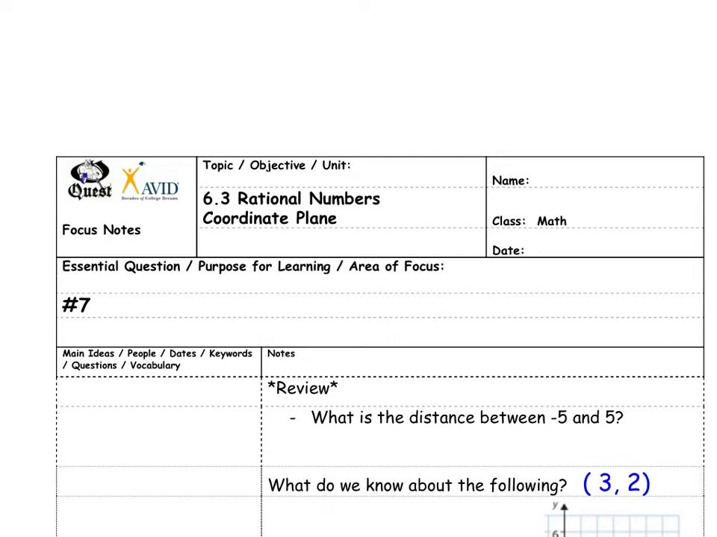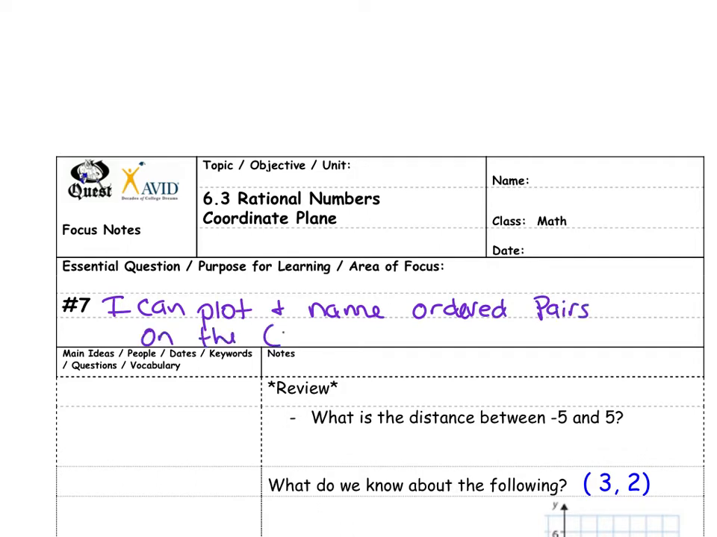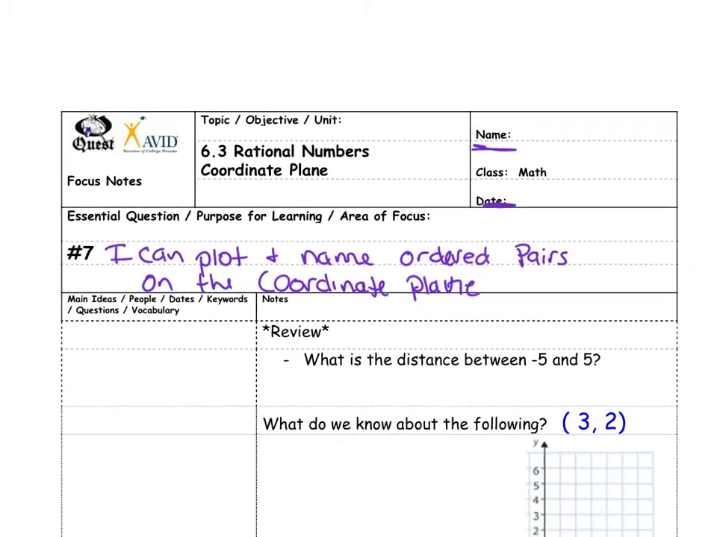So we are going to be learning about, or I can plot and name ordered pairs on the coordinate plane. And you're also going to be naming parts of the coordinate plane. Don't forget to put your name and the date.